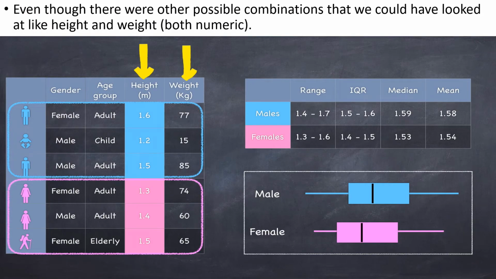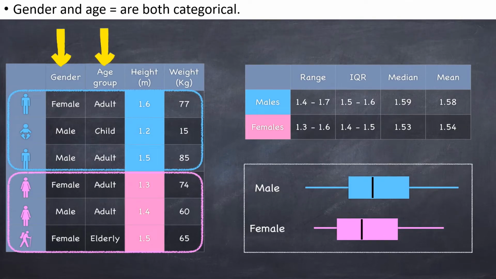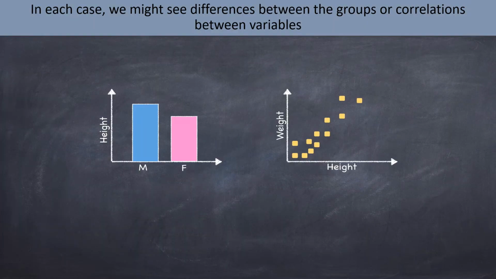Of course, there were other possible combinations that we could have looked at, like height and weight, which are both numerical variables, just like gender and age are both categorical variables. But remember, people, whenever you look at your data, in each case, we want to see the differences between the groups, or we want to find those correlations between variables.